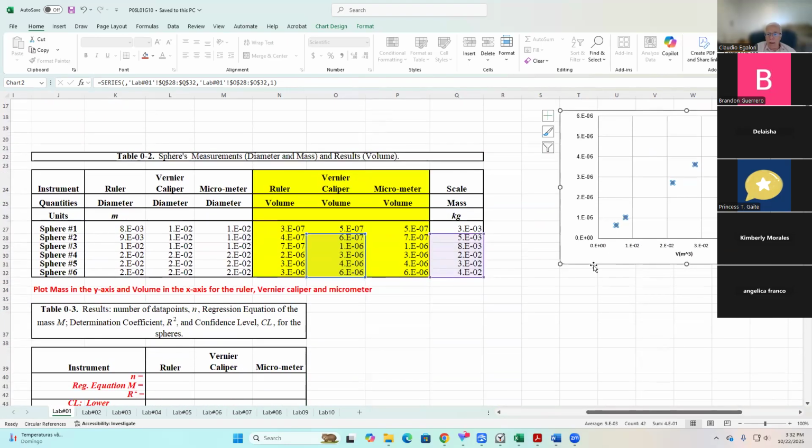So if you take a look at what happened here, he plotted only 5 data points, right? And that's very clear from the table. So all you have to do is to increase the number of data points here. Here you go. And now we have all the 6 data points.